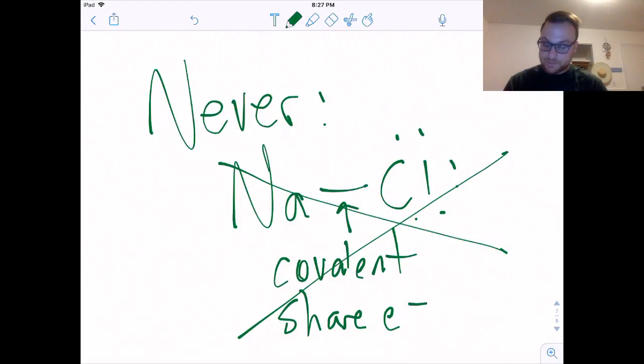All right, I'll talk about covalent bonds, then we'll do drawing covalent bonds, and then I will mention electronegativity, and then I think we'll call it a night. So, covalent.